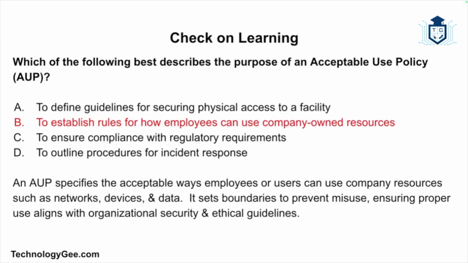And the correct answer is it is to establish rules for how employees can use company-owned resources. So an AUP specifies the acceptable ways employees or users can use company resources such as networks, devices, and data. It sets boundaries to prevent misuse, ensuring proper use aligns with organizational security and ethical guidelines.